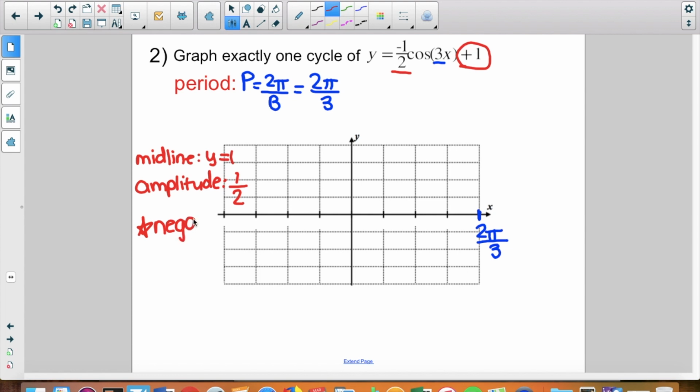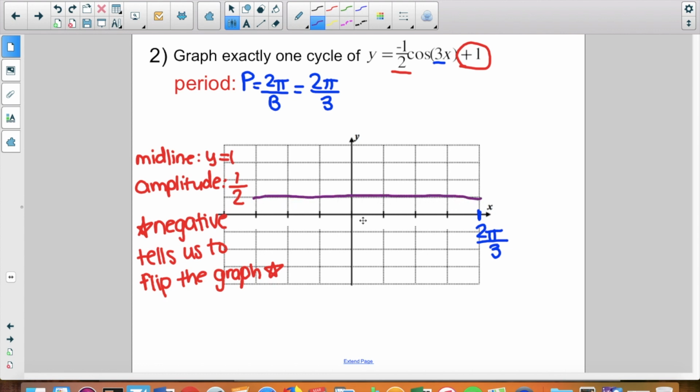So the negative tells us to flip the graph. Okay? So we start it the same. So we start by graphing our midline. Our midline is at y equals 1, which is right over here. And now we use the midline to graph the rest of our graph.